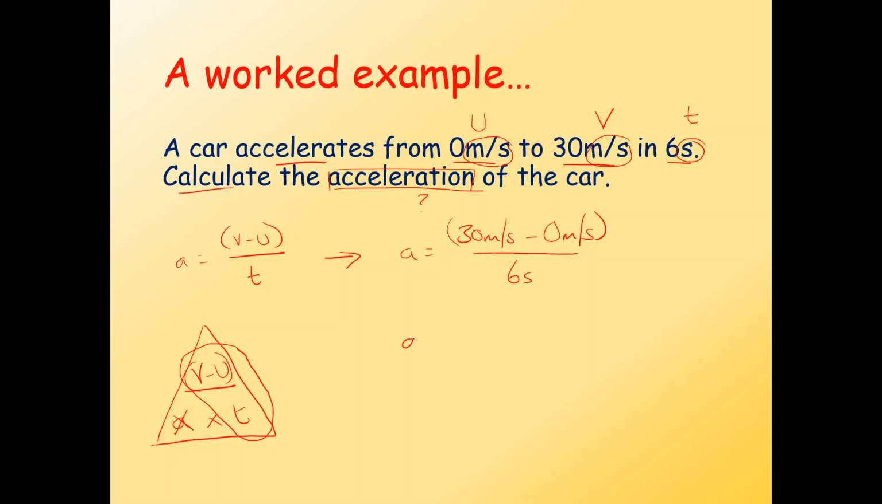Okay, now we know that 30 minus 0 is going to be 30, so our change in velocity was 30 meters per second. We divide it by our time, which was 6 seconds, which would give us an answer of 5. 30 divided by 6 is 5, and it's acceleration, so the units would be meters per second squared. Okay, there you go.